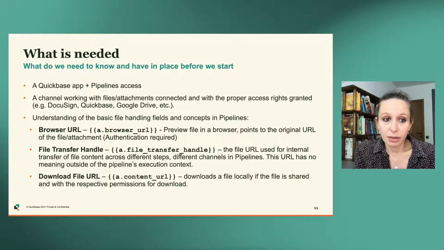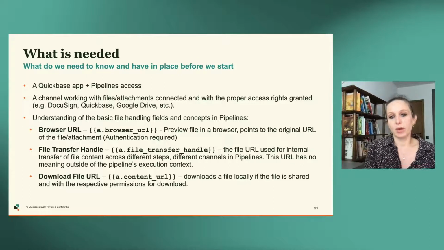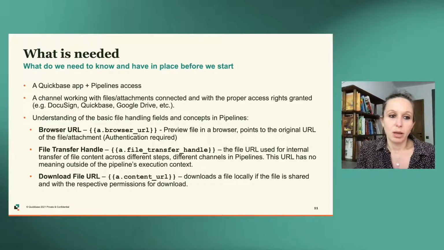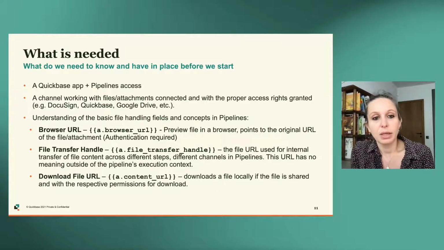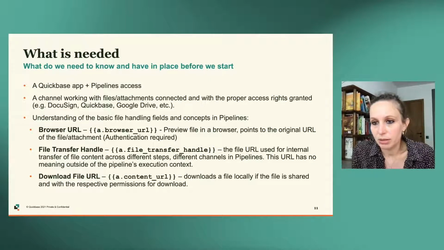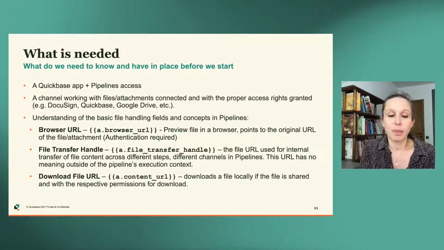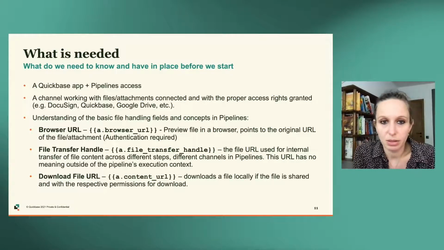The file transfer handle is the one that we should use when we want to make a copy, to transfer the file from one location, make a copy in the other. For example, from Quickbase to Dropbox, vice versa. This URL provides a secure way to transfer the files, and this URL is pipeline's context specific only. It doesn't have any meaning outside of it.